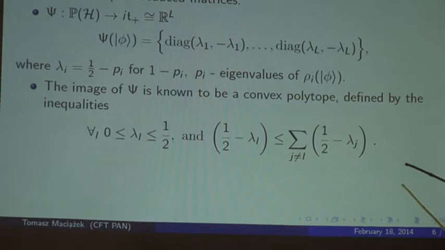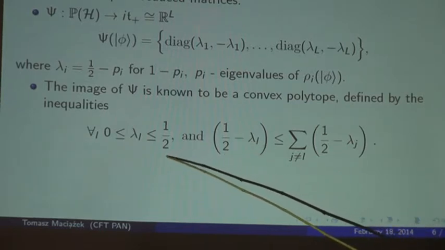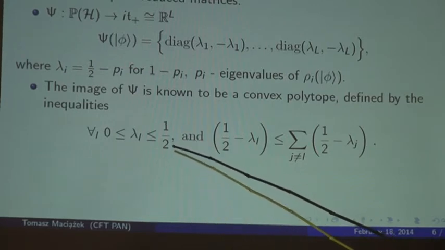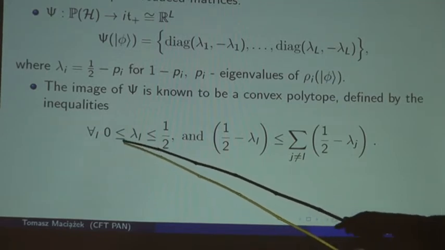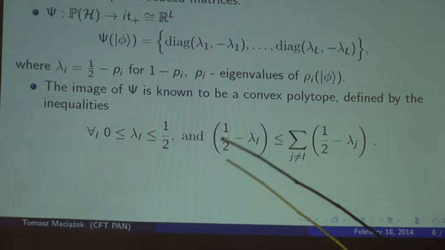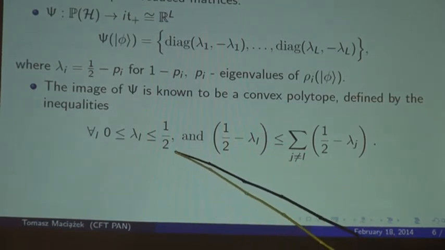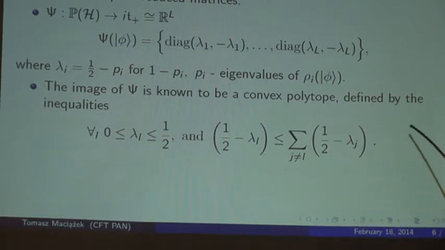And the inequalities that define this polytope, the first set of them, is quite easy to understand. It's just because we have chosen rho to be less or equal to one half. This implies that lambda is greater than zero, so lambda is less or equal to lambda. And the second set of the inequalities is much more difficult to prove. It's the implication of the probability distribution in this case.